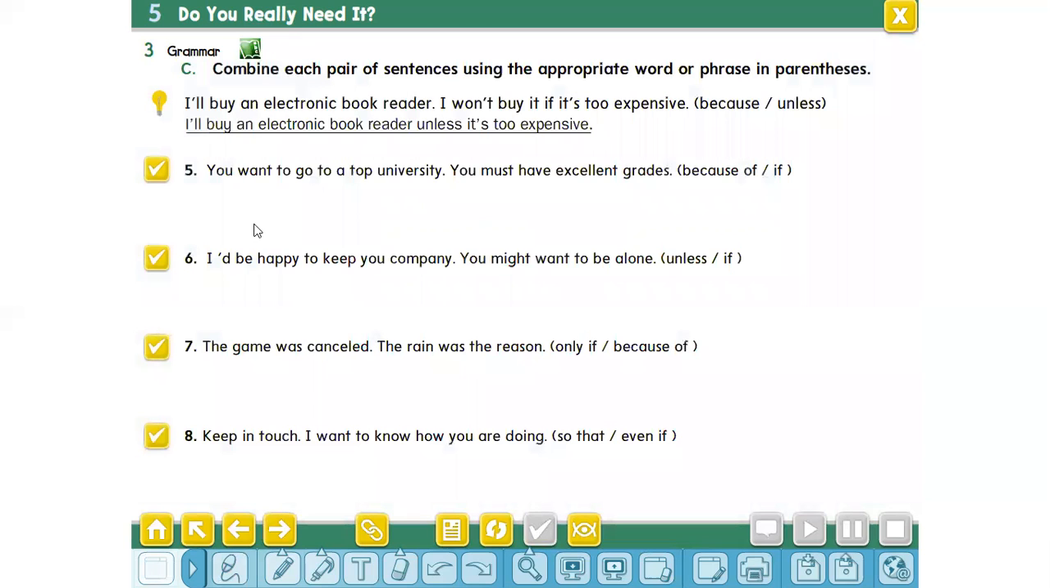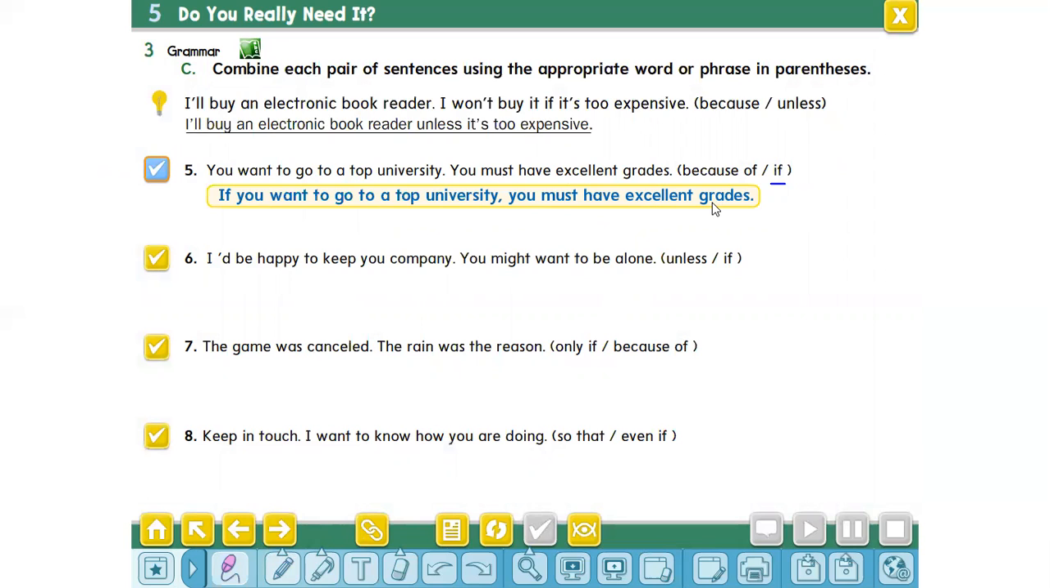Number 5, you want to go to a top university. You must have excellent grades. Very good. It's a conditional meaning, so we will use if. If you want to go to a top university, you must have excellent grades.